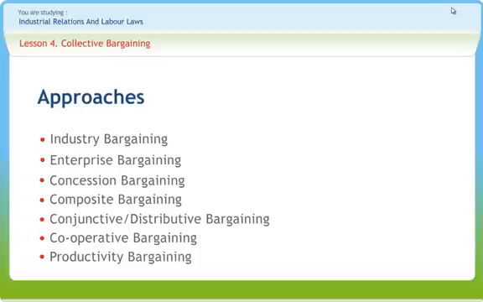Conjunctive bargaining is that where the union has to settle on the management's terms. It involves haggling over the distribution of surplus.